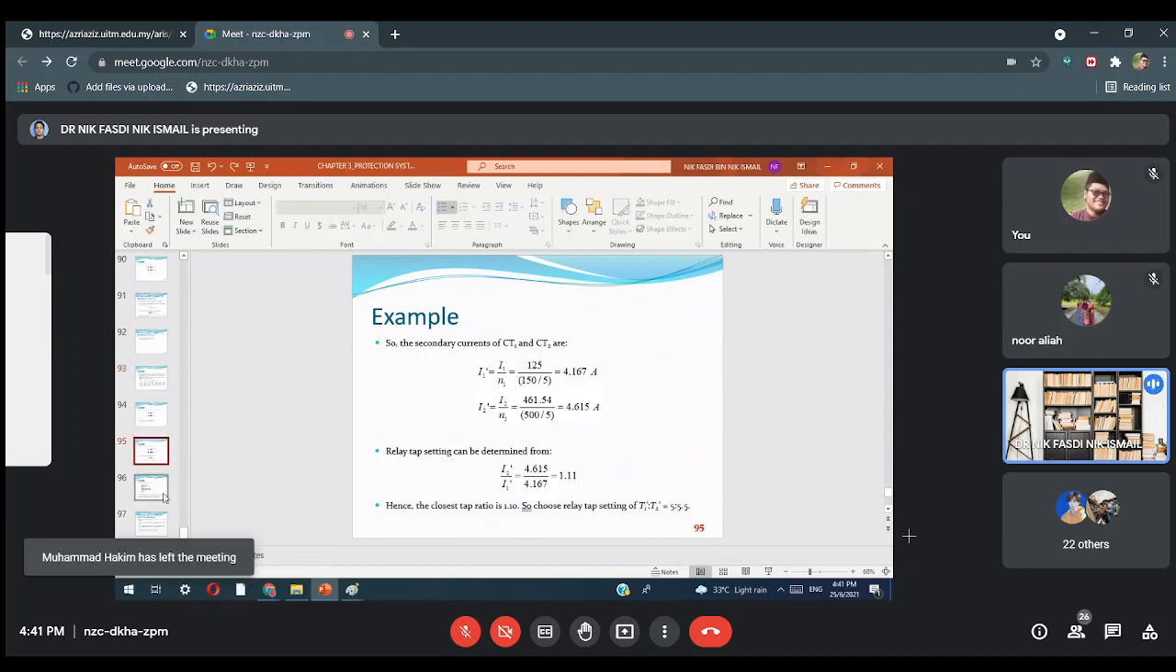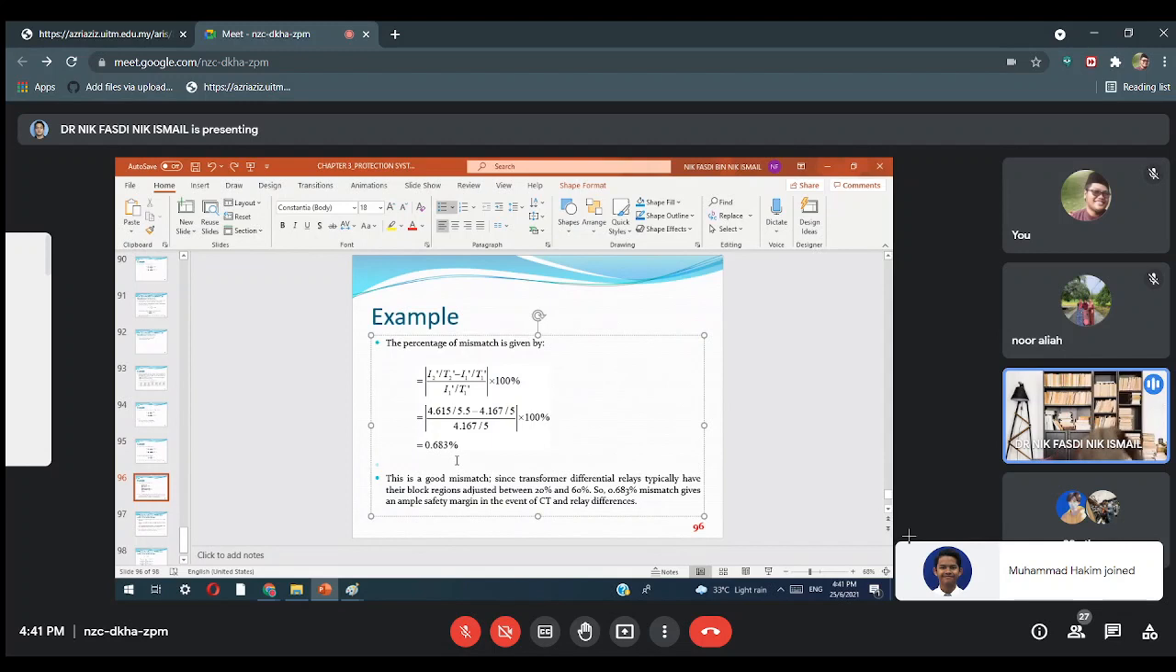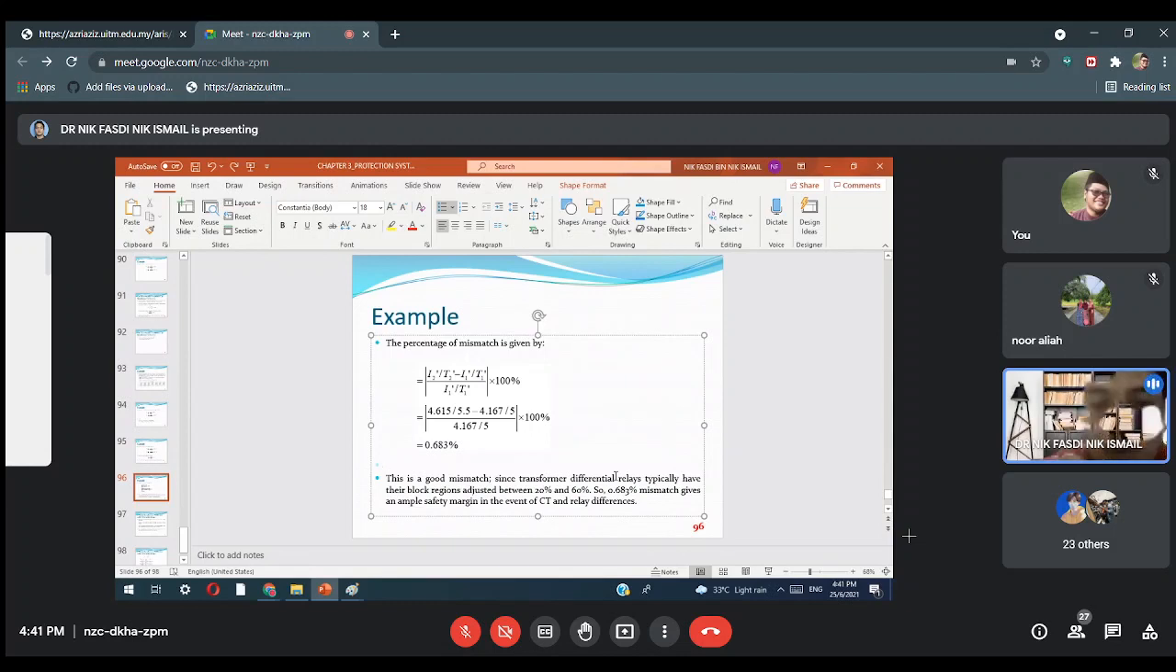Ikut balik pada soalan dia. Alright, so that's why dalam this equation is 5.5. So you dapat mismatch is 0.683%. This is good mismatch since transformer differential relay typically have their block region adjusted between 20 to 80%. So 0.63 mismatch give an empty safety margin.